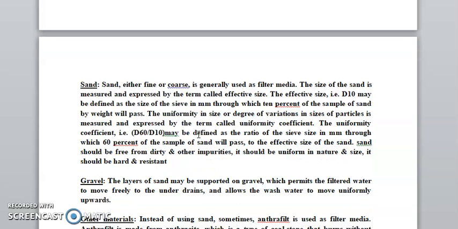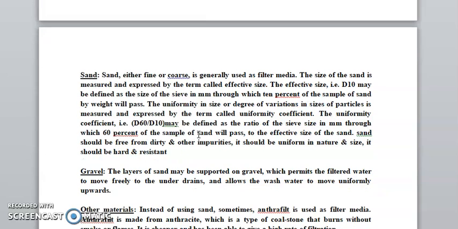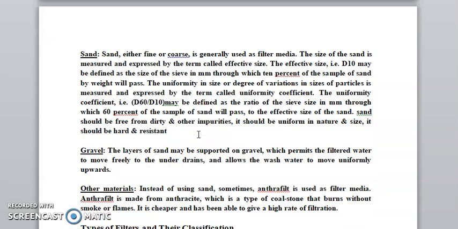Now we go for the gravel. The sand layer is supported on gravel. It permits the filtered water to move freely to the underdrain and allows the wash water to move uniformly upward.